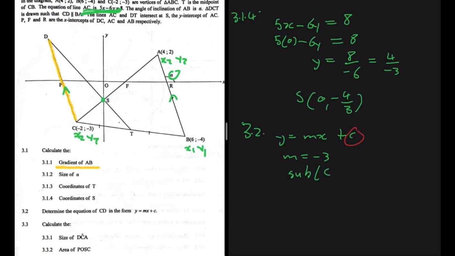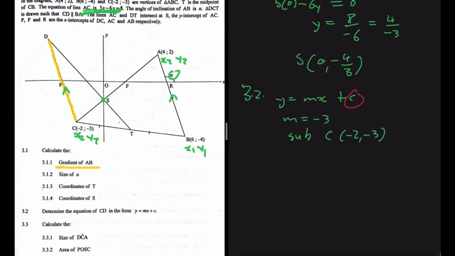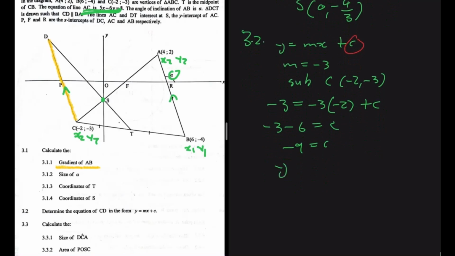If we substitute C with coordinates minus 2 and minus 3, we shall get y is equal to, in place of y we put in minus 3. We're going to have minus 3 is equal to, and then the gradient is minus 3, right? So we have minus 3 times x, which is minus 2, plus c. So we have minus 3 minus 6 being equal to c, right? So minus 9 is equal to c. So the equation is now y is equal to minus 3x plus c.